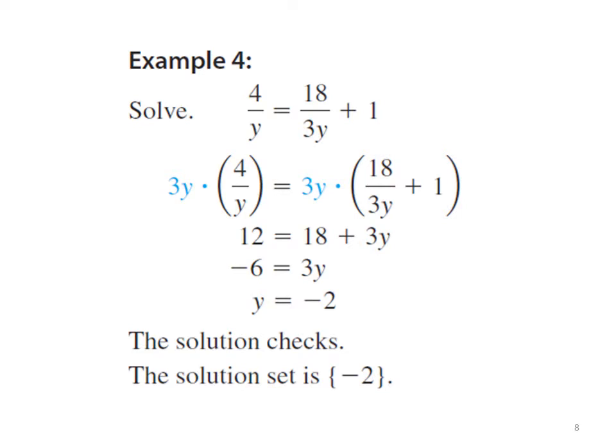Next step, subtract 18 from both sides. The left-hand side is just 12 minus 18, which is minus 6, equals 3y. Divide by 3, you get y equals minus 2. And that's your solution. The solution checks. You have here a conditional equation because it has one solution. Again, you can always check to see if the solution works. In this case, you substitute y equals minus 2 in the original equation, and you should have the left-hand side equal to the right-hand side.